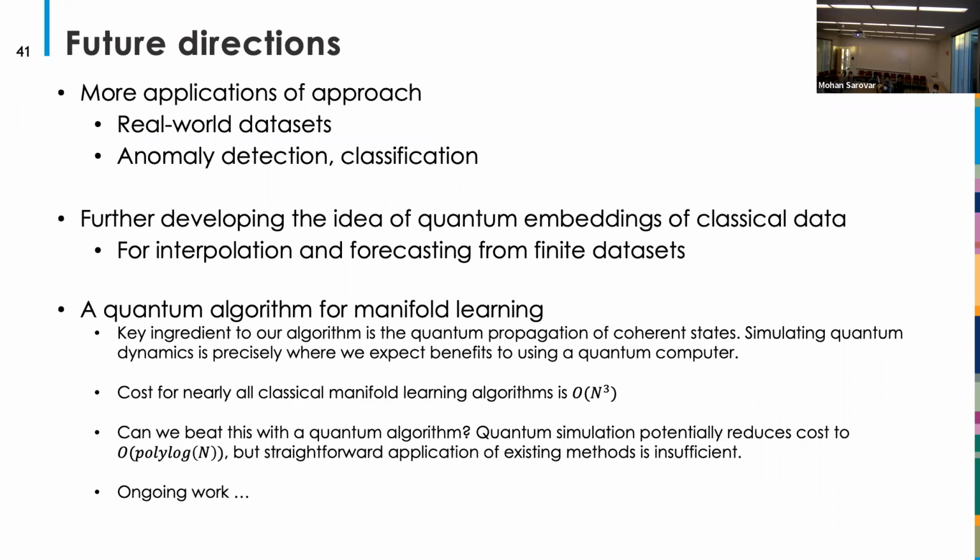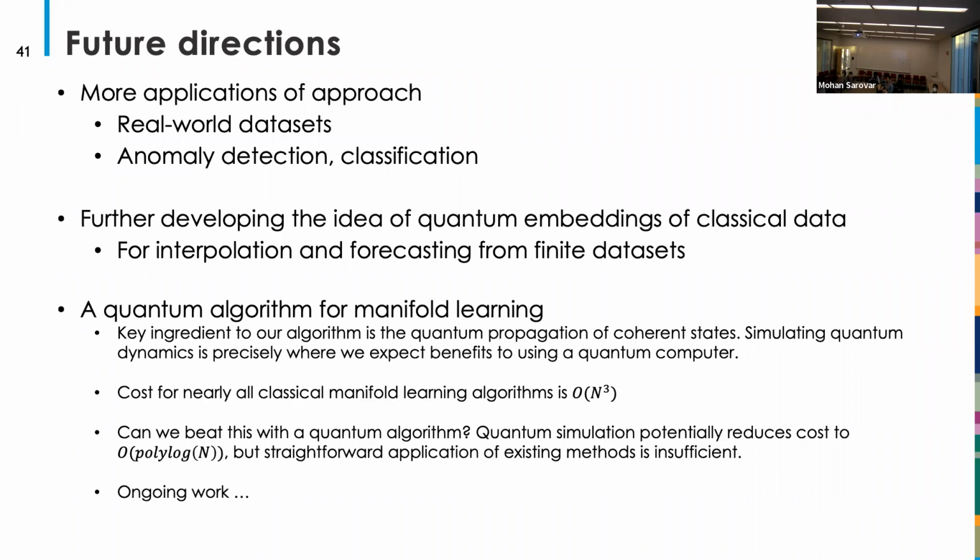We're also interested in further understanding this idea of quantum embeddings of classical data. So this quantum-classical correspondence that I showed you, we've applied it to do manifold learning, but we think it can be used for lots of other things, like taking finite data sets and doing interpolation and extrapolation. Because essentially what you're doing is taking a finite data set and formulating a linear dynamical system that allows you to move naturally in the data manifold.